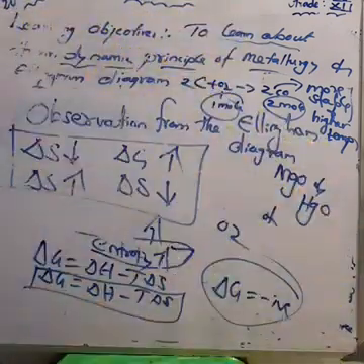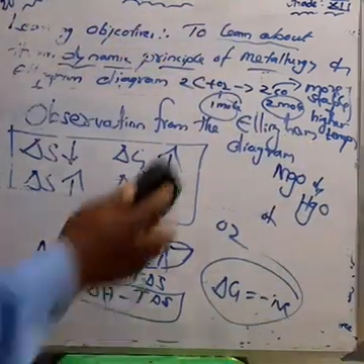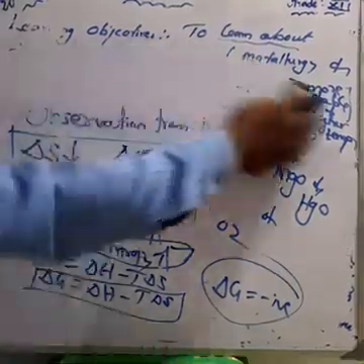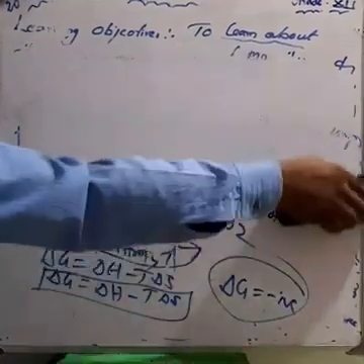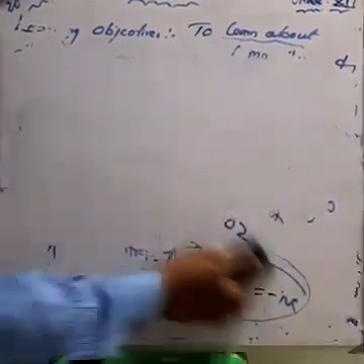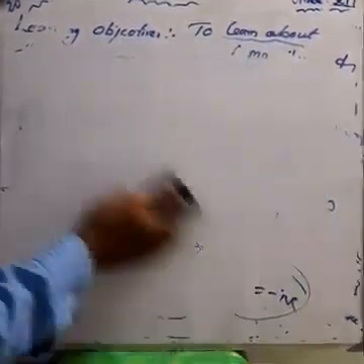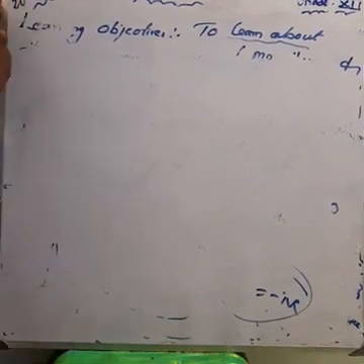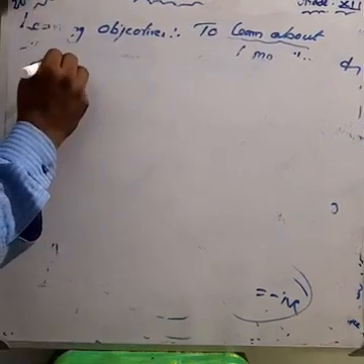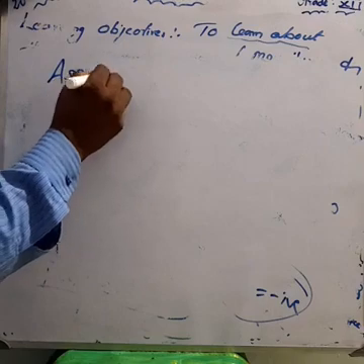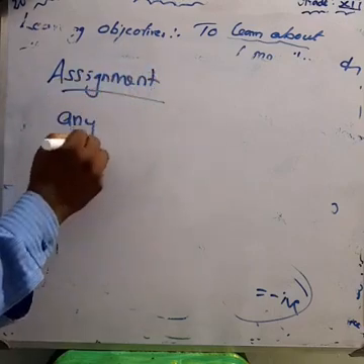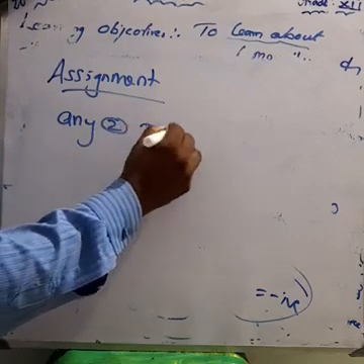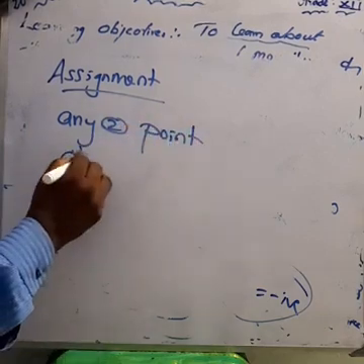Okay, my dear children, today I am giving an assignment about the observations of the Ellingham diagram. Please write any 2 points about the observations of the Ellingham diagram. There are 4 points. If you are not able to write the 4 points, write any two points about the Ellingham diagram.